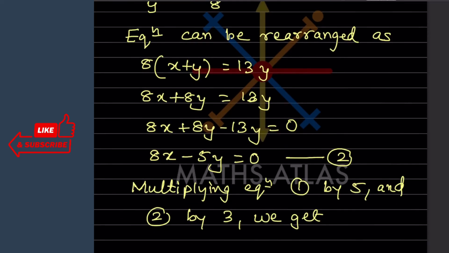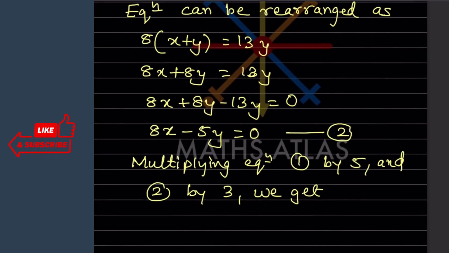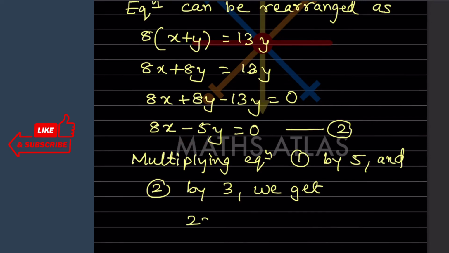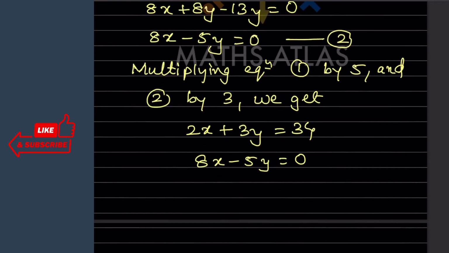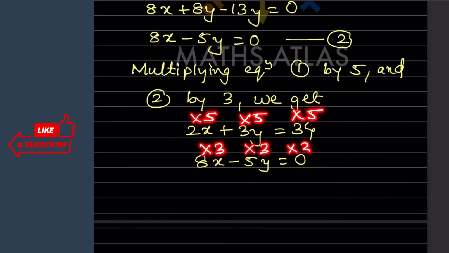Let us see how we are going to do this. First, let us write both the equations. What is equation number 1? That is 2x plus 3y is equal to 34, and 8x minus 5y is 0 for equation number 2. It becomes easy for us to multiply. So I am multiplying equation 1 by 5 and equation 2 by 3. Five means I have to multiply this everywhere, and here it's going to be 3. Hope you got this one.